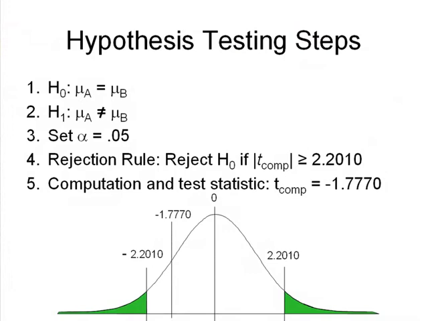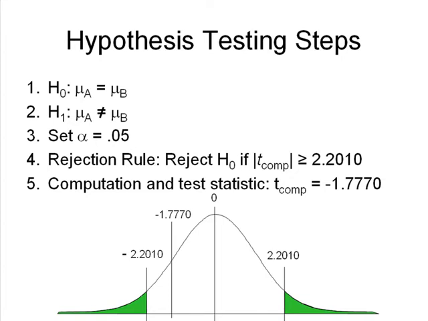So our computation and test statistic, our t-comp, is negative 1.770. The absolute value of negative 1.770 is just 1.770. Now we can go back to our rejection rule and see what it says to do. It says to reject H0 if the absolute value of t-comp, which we now know is 1.77, is greater than 2.20. It's not greater. So this says we could reject it if it was greater, but it's not. So here we must fail to reject.